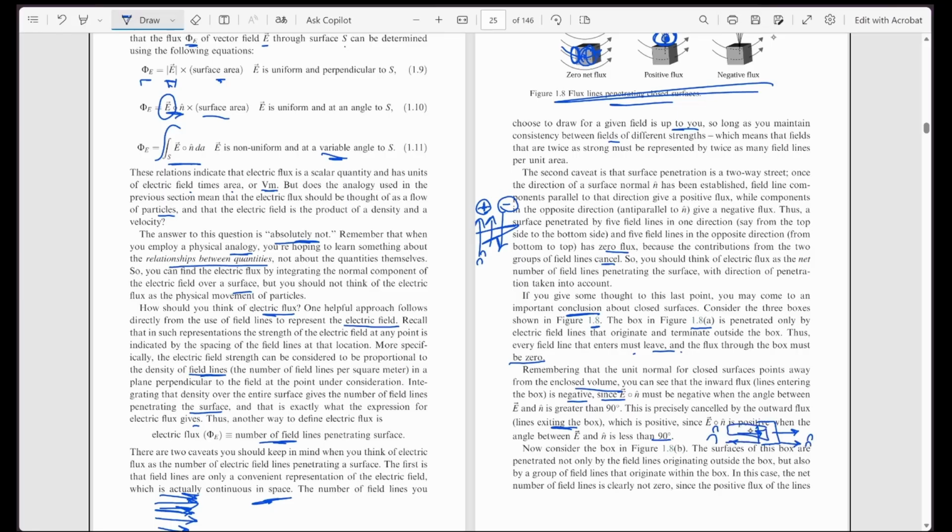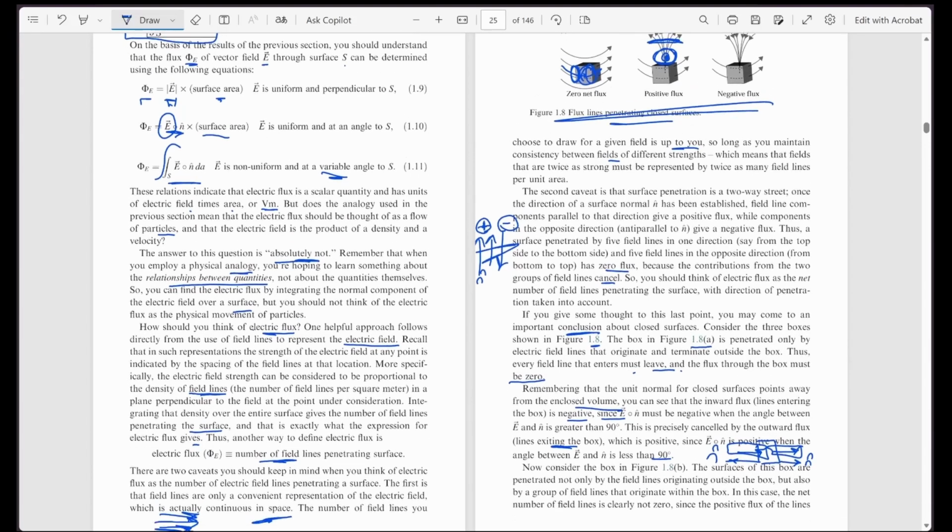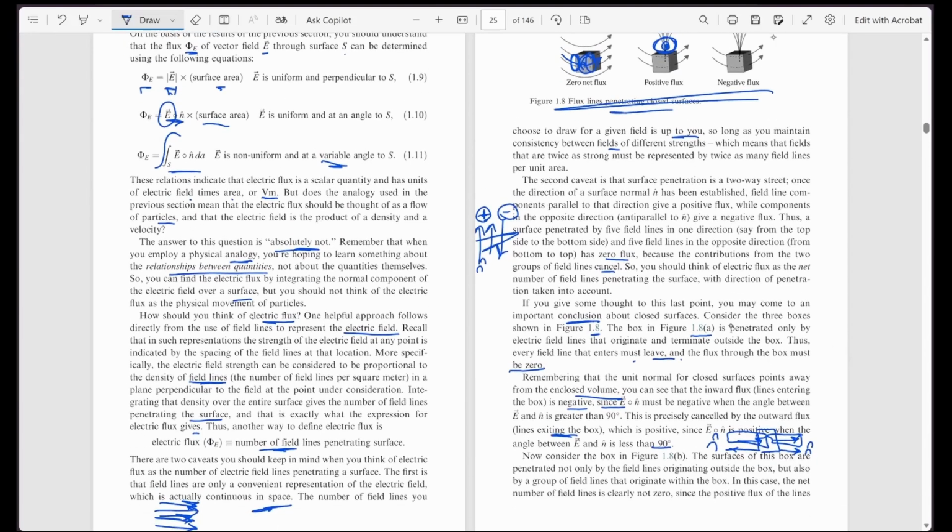So this one will have a negative direction and this one will have a positive direction, and will cancel each other. And without the mathematical equations, we could just see that it enters and leaves. So nothing actually stays inside the box. Now consider the box in figure 1.8b, this figure.